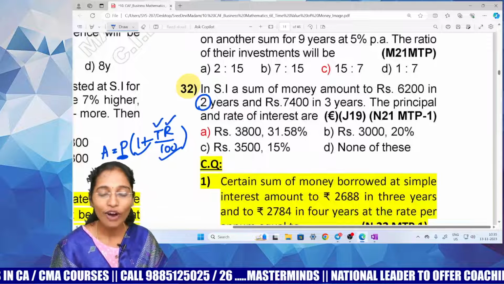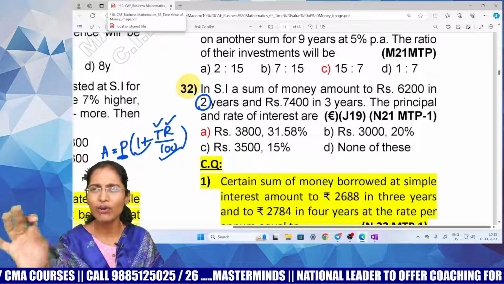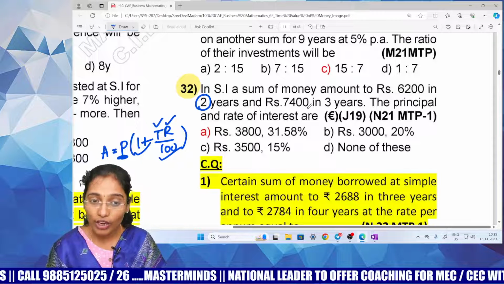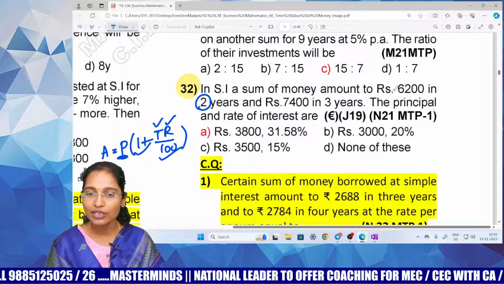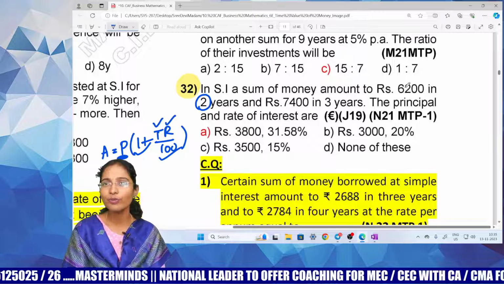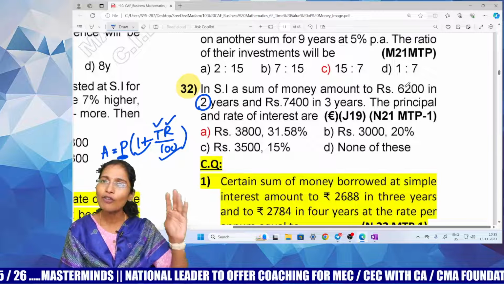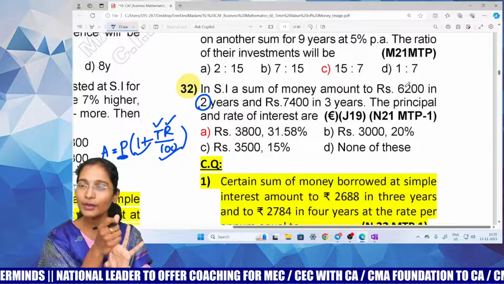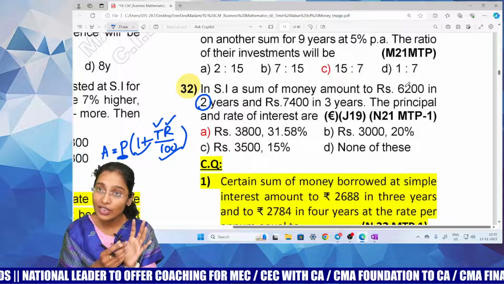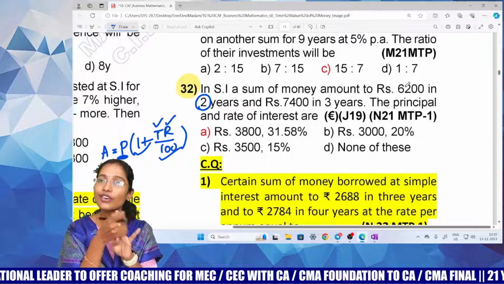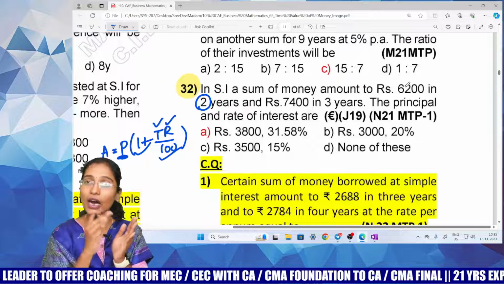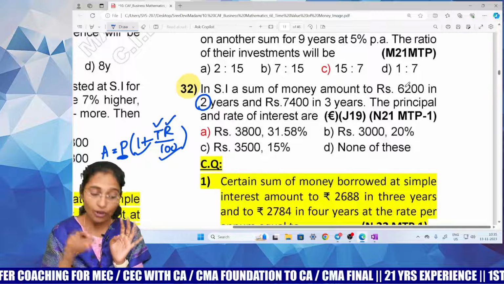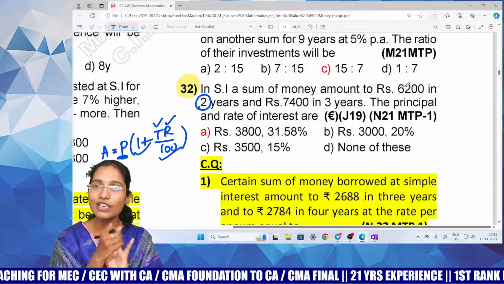So, I'll tell you how to write down the correct answer without writing anything on the paper. This 7,400 is the amount after how many years? 3 years. 6,200 is the amount after 2 years. Amount after 2 years means principal plus 2 years of interest will be there, right? Amount after 3 years means principal plus 3 years of interest will be there.